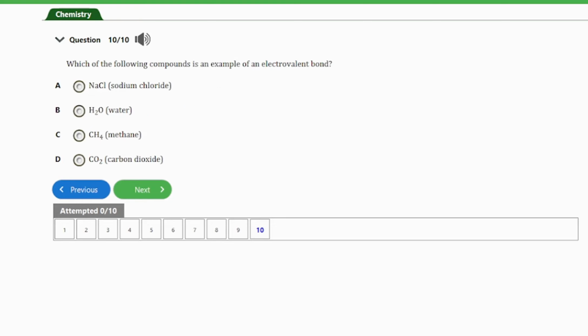So let's look at the next and the last question, and that's question number 10 here. It says, which of the following compounds is an example of an electrovalent bond? A. Sodium chloride, B. Water, C. Methane, D. Carbon dioxide. So guys, the answer to this question is option A, and that's sodium chloride. Sodium chloride is an electrovalent bond since it's a bond between a metal and a non-metal.